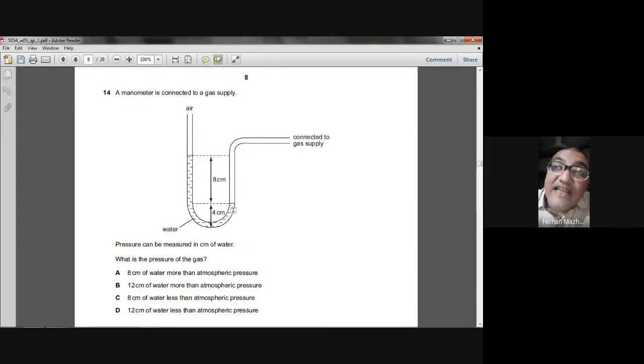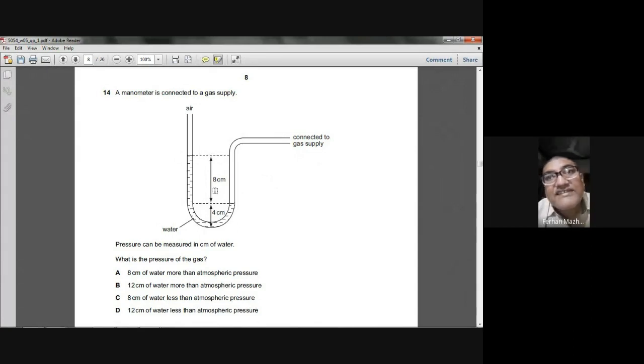This means the gas supply's pressure is more than the pressure of the atmosphere. The gas in the cylinder has pressure more than the pressure of the atmosphere. But how much? Okay, so let's check the difference of levels of the water in both the limbs. So here and here, the level of the water is here. The difference between these levels is only 8 centimeter. So the pressure of the gas is 8 centimeter of water more than the atmospheric pressure.